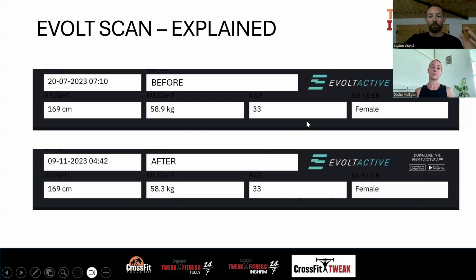So Dasha, weight gives us some of the picture, and this is the reason we moved towards an Evolt scanner. We used to have scales and body calipers where we'd take pinches of subcutaneous body fat, which everyone hated, of course. And it only gave us a really small part of the picture. Now we have more technology, so we can look into things a little closer.